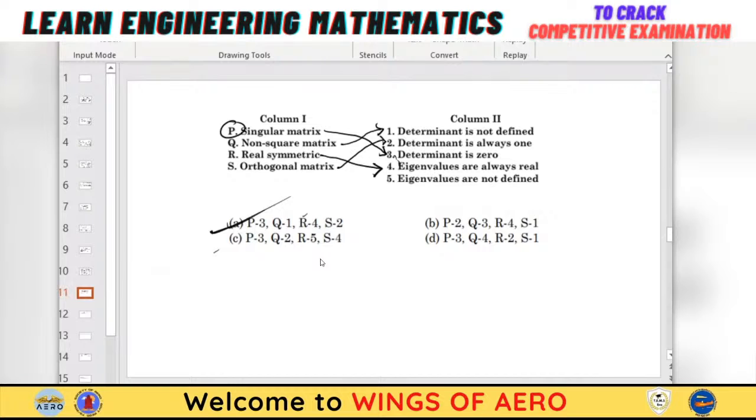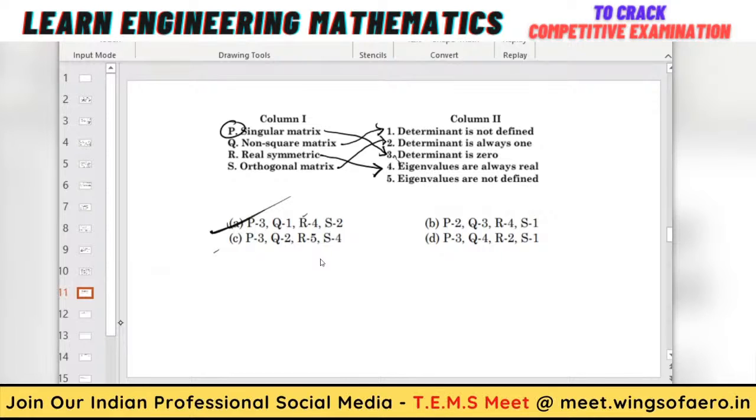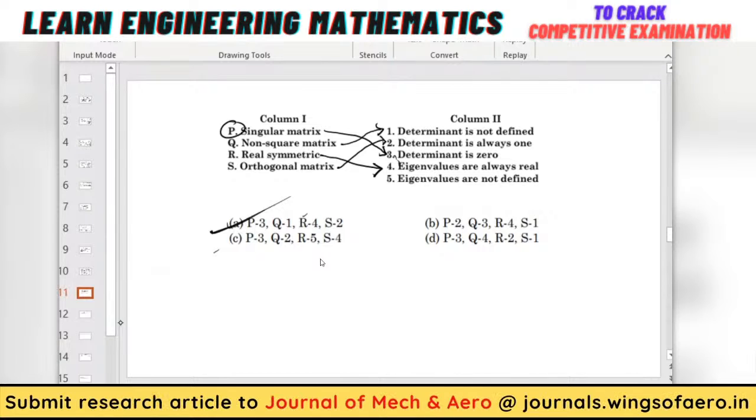Okay, so A is the right answer. P3, it is a singular matrix. Write down the properties. For a singular matrix, the determinant is always 0, then it is called a singular matrix.